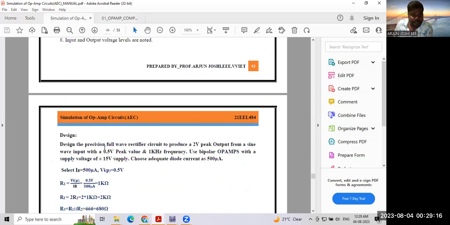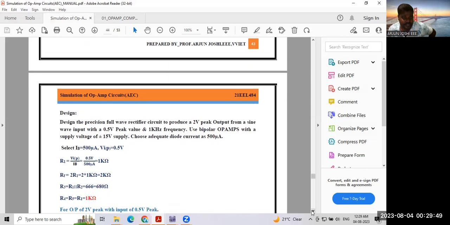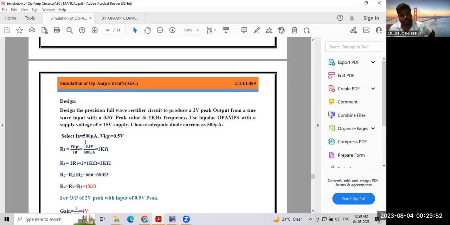Now design the precision full wave rectifier circuit to produce 2 volts peak output from a sine wave input with 0.5 peak value and 1 kilohertz. We need to give 0.5 peak only, not peak to peak. We should give 0.5 peak and 1 kilohertz frequency. A bipolar op amp with supply voltage VCC 15, VEE minus 15. Choose diode current 500 microampere. Here I is not 50 nanoampere. I should take 500 microampere directly, not 100 times of IB max. You should take IB equal to 500 microampere directly.